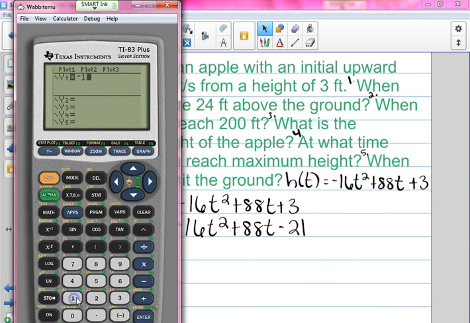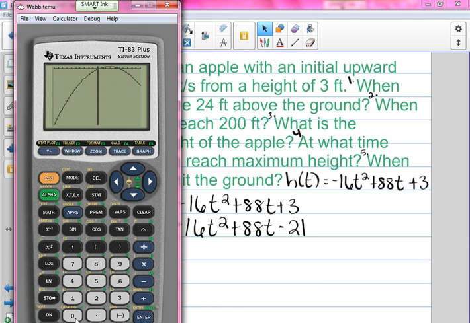So, negative 16x squared plus 88x minus 21, then zoom 6. Okay, and we can't see it very well. You can see it, but it's not very well. So I'm going to zoom 0. All right, now you can see it nicely.